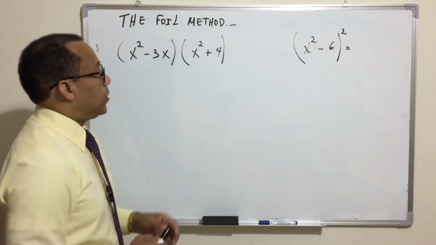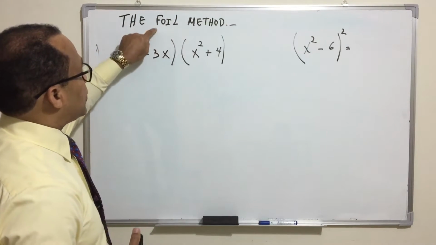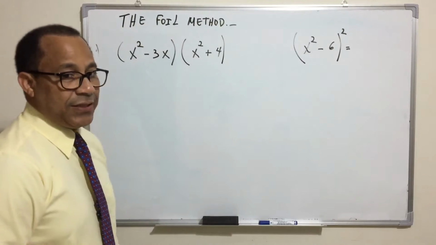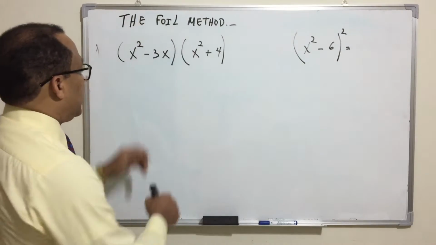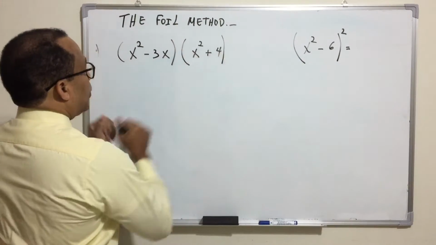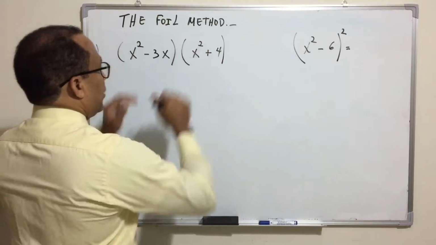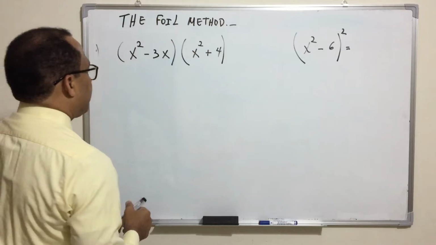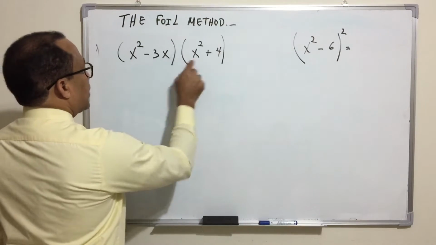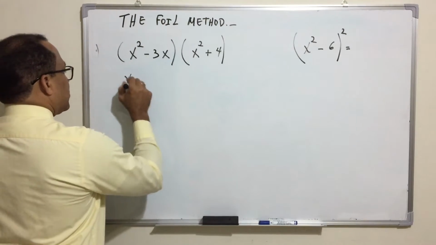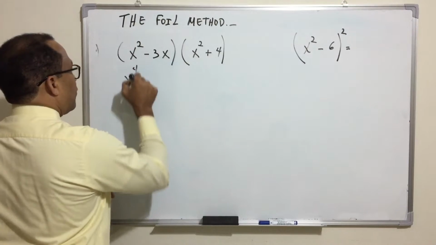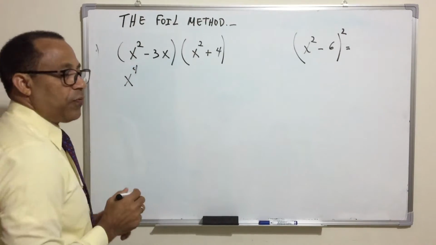As you remember, the word FOIL means first, outer, inner, and last terms. So we are going to be multiplying the first, the outer, the inner, and the last terms in these two binomials. Let's multiply them. First terms, x to the second times x to the second, x to the fourth. Why x to the fourth power?